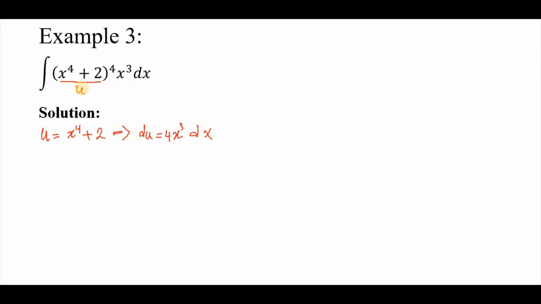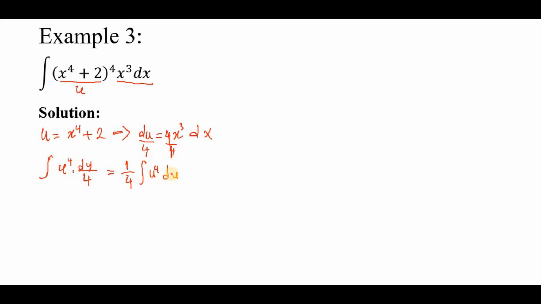So now let's do the substitution. We have u, but we have x cubed dx. We don't have 4x cubed dx. So what we do, we can divide both sides by 4. So we have x cubed dx, which is exactly that amount, is equal to du over 4. Now let's rewrite that in terms of u. So we have the integration of u to the 4th power times du over 4. Here is 1/4 that I can kick out of the integration. So I will have 1/4 integration of u to the 4th du.